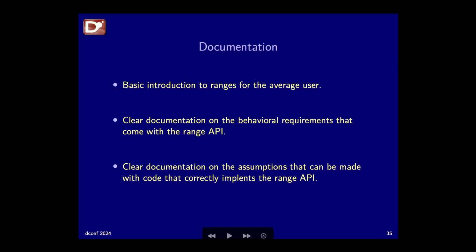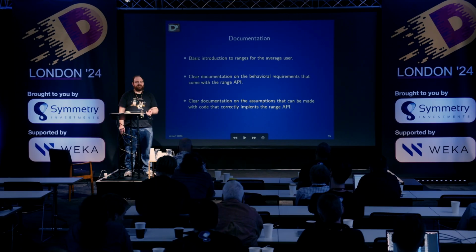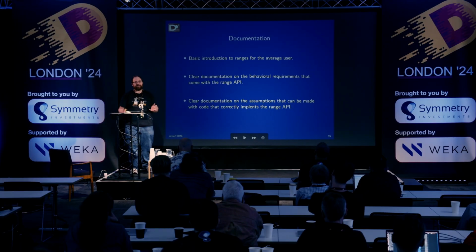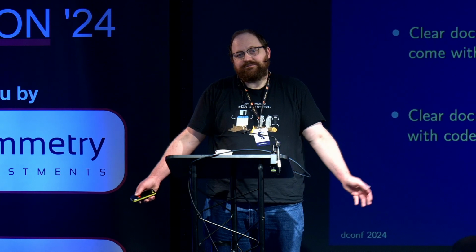Similarly, we need very clear documentation on the behavioral requirements. We do have some of that documentation right now for the current range API, but there are a number of behaviors that are emergent from what we've done that are not immediately obvious that you might screw up because you don't know about, even though it's a general requirement. We want all those requirements, ideally, to be listed out in a way that if you're implementing a range, you know what the requirements are, and you don't do something like have a copy not be independent for a forward range.